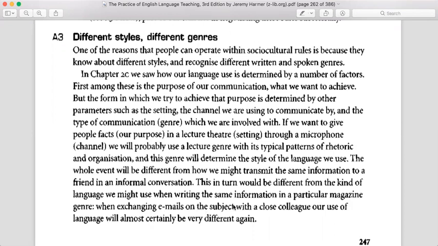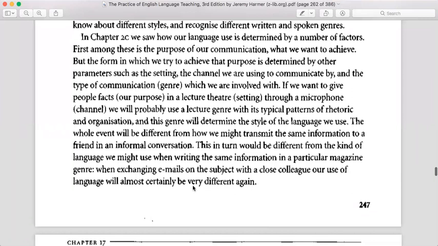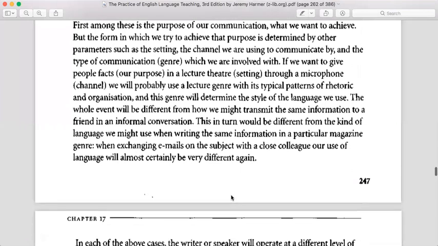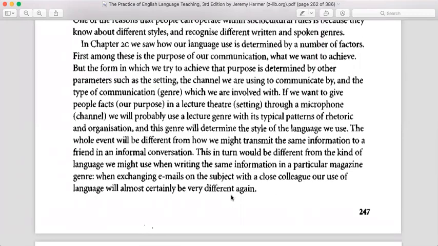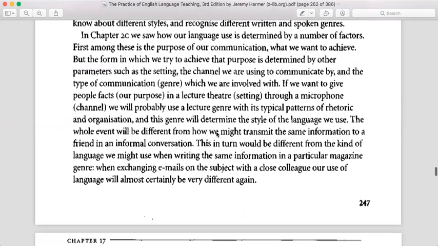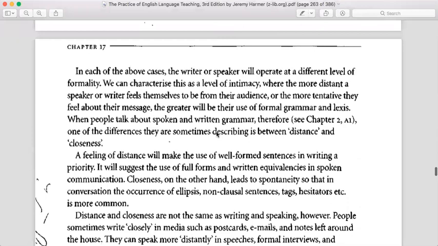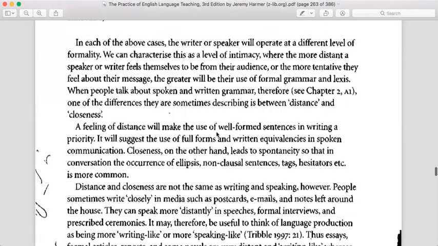When exchanging emails on the subject with a close colleague, our use of language will almost certainly be very, very different. Okay. So basically, in broader terms, we differentiate between the formal use of the language and the informal use of the language, right? And the use of both depends on the genre. These are styles, formal and informal. And that really depends on which genre we are trying to use that language in.